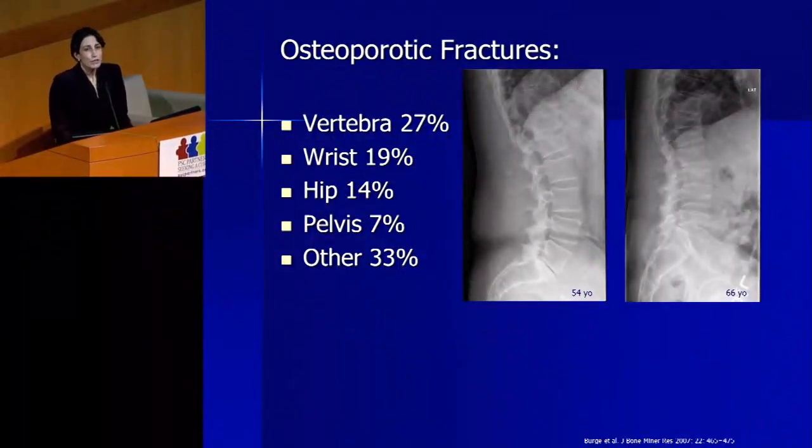I'm not showing you pictures of hip fractures because I think everybody has a sense of what hip fractures do, and hip fractures are not silent, and we know when they're hip fractures, but vertebral fractures can be much more subtle to pick up. And where do osteoporotic fractures occur? These are just percentages from one study that outline where fractures occur. And vertebral fractures are actually much more common than one would think.